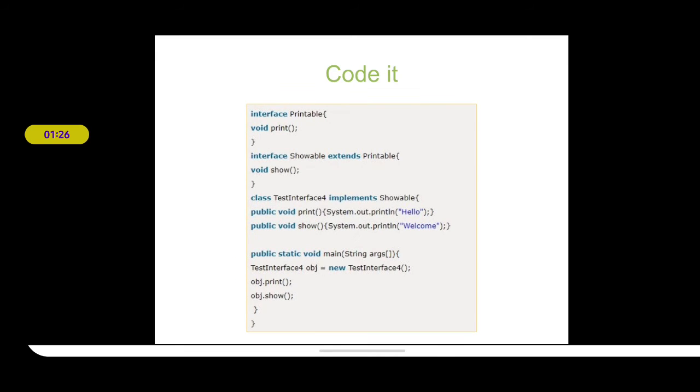This program is an example of inheritance using interface. The showable is a child interface of the printable interface. The output of this code will be hello and welcome.